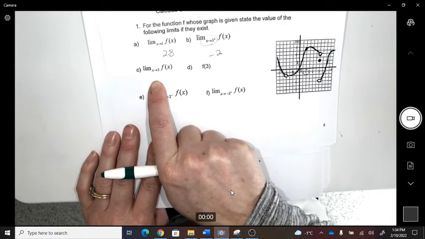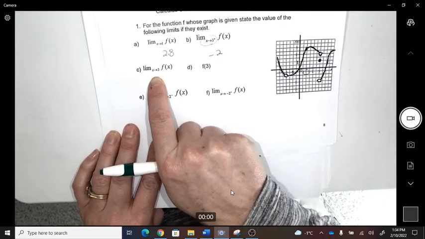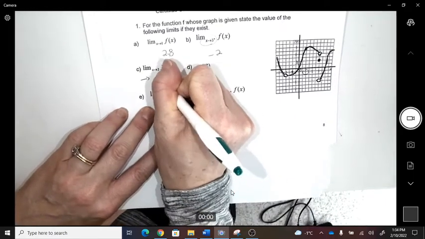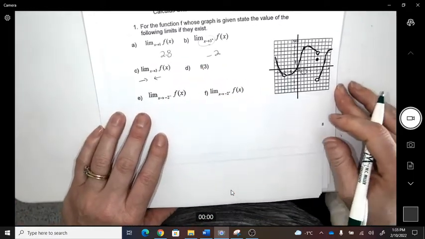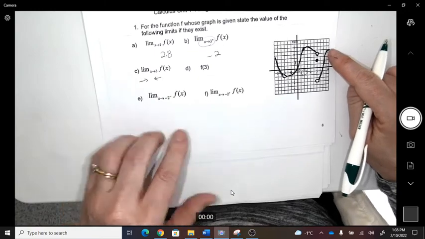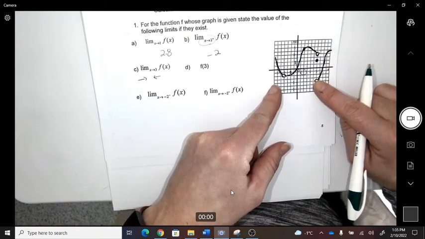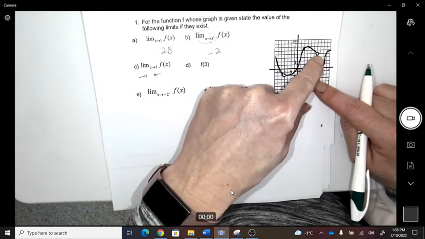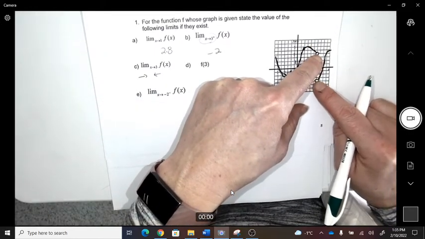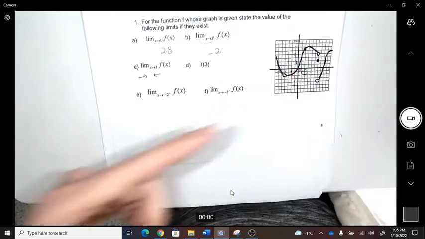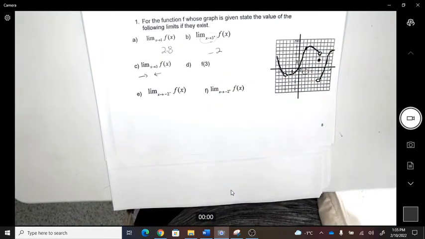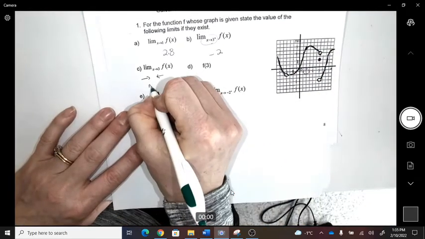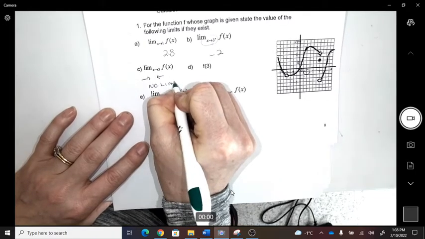Question C says, as I go towards 3, and I have to approach it from both directions. So as you go towards 3 from this direction, you went to -2. But as you went from this direction, you're going somewhere else, right? If you go at it from both directions, you're in different spots. So now what? There's no limit on that one.